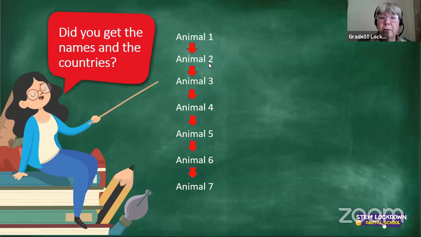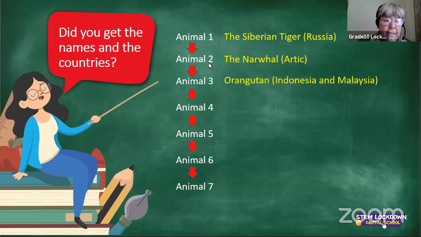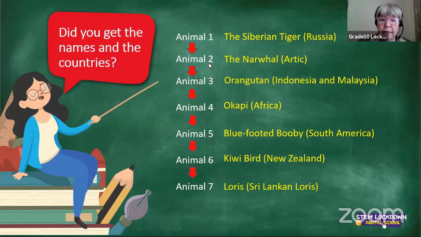The first animal was the Siberian tiger in Russia. Did you get that? The second animal was the narwhal in Africa, in the Arctic. The orangutan in Indonesia and Malaysia was the third animal. The fourth animal was the okapi in Africa. The fifth animal was the blue-footed booby in South America. The sixth animal was the kiwi bird in New Zealand. And the seventh animal was the loris in New Zealand.